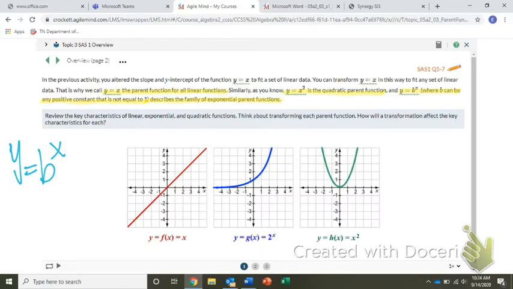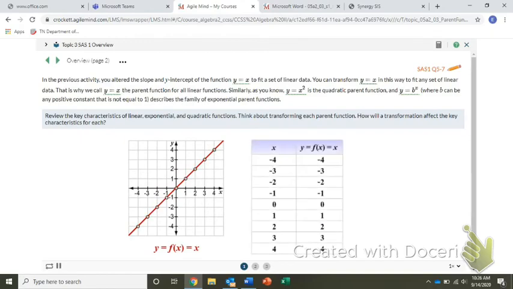Number 7, I just underlined it too, or highlighted it. It says, what is the quadratic parent function? Y equals x squared. Okay? Now, on number 7, it says, compare the rate of change, which is just a fancy word for slope, of linear, quadratic, and exponential functions. How would transforming each function impact its rate of change? So I'm going to hit play.